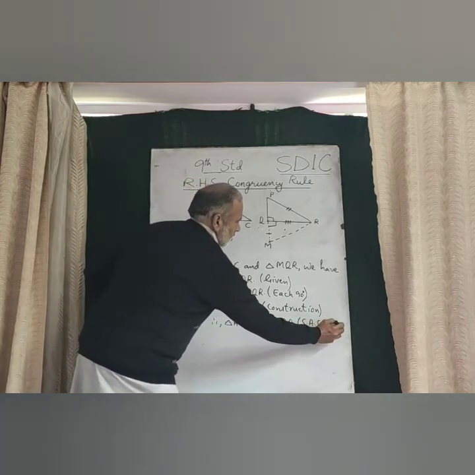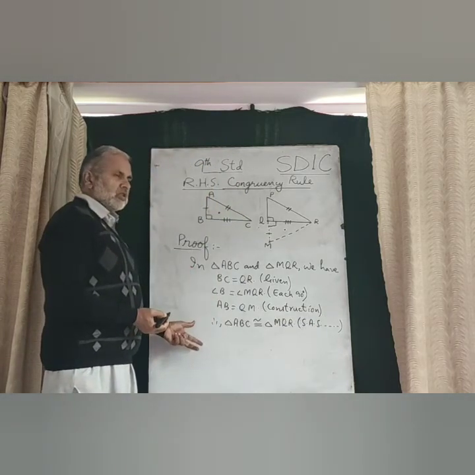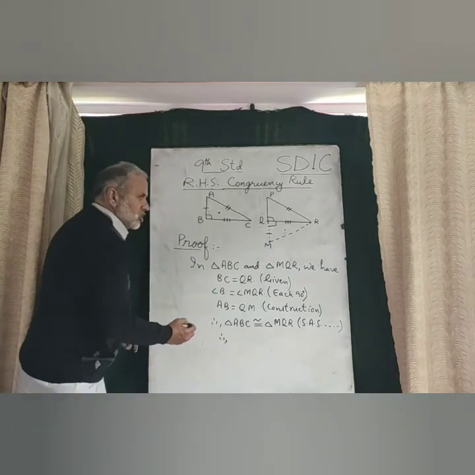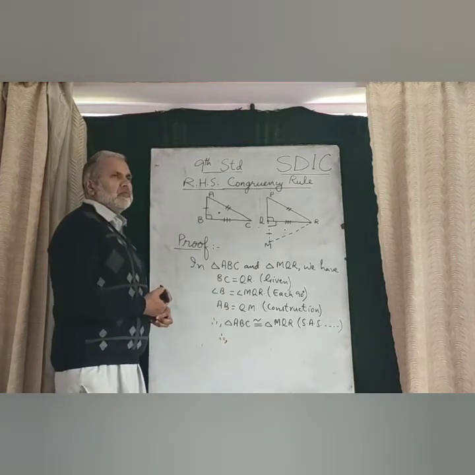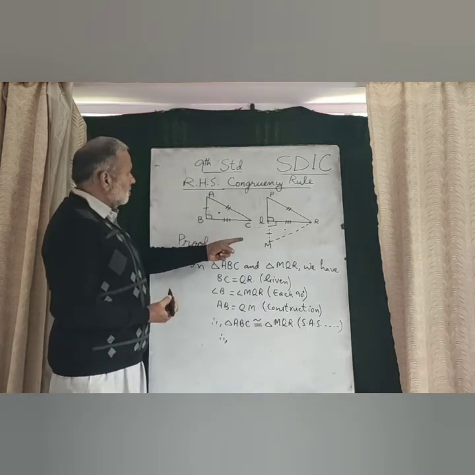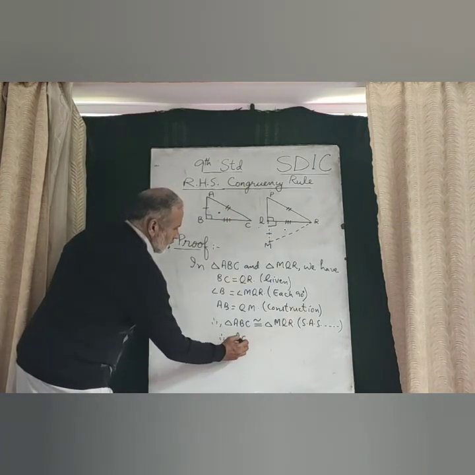SAS congruency rule. All this we did in the previous proof also. And then CPCT, two results were obtained in that theorem also. Here also we need two. One of them will be AC is equal to MR. This was the one we wrote there also.